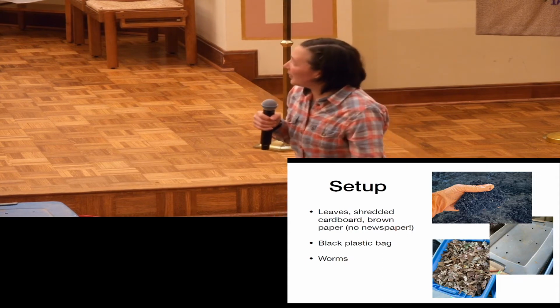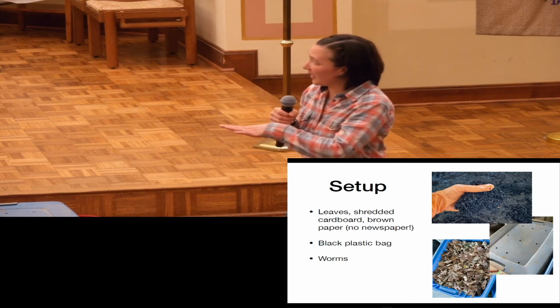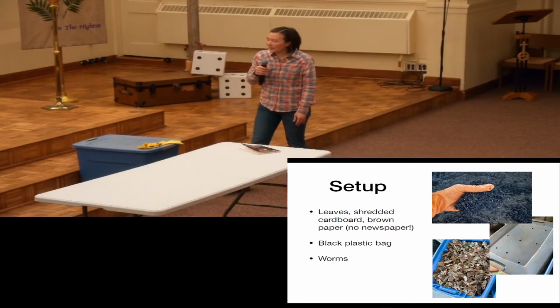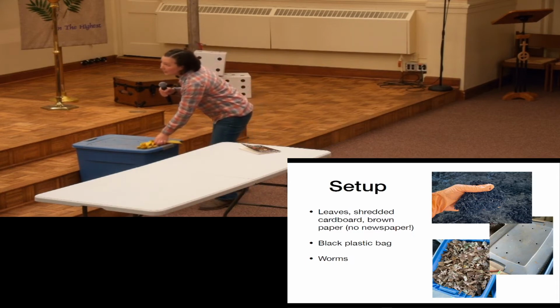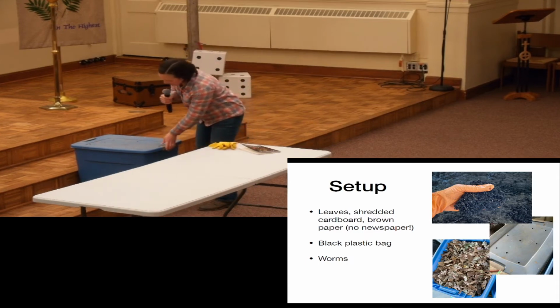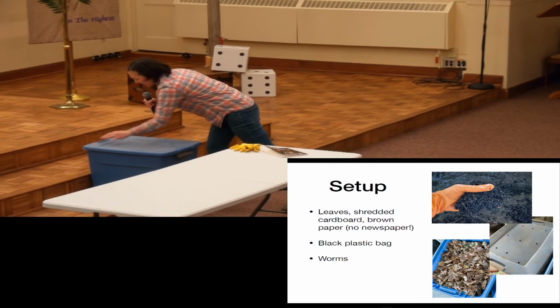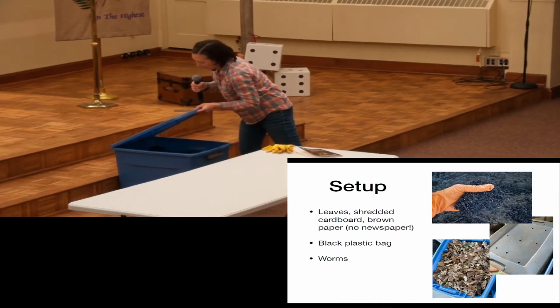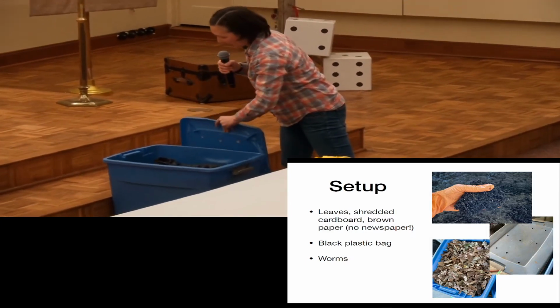And then you just put a black plastic bag on top, and I'll show you here, and that helps keep in the moisture, and it helps block the light, because red wigglers don't like light. The UV rays of sunlight can actually harm their skin.